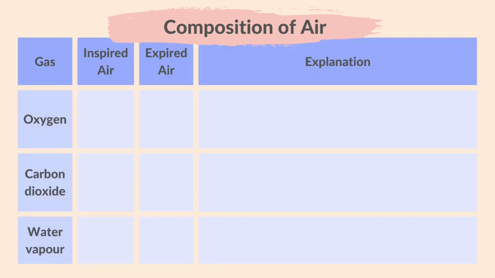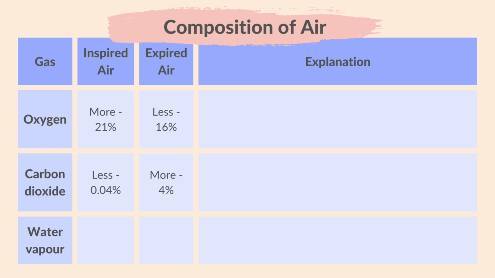The composition of gases in inspired and expired air is different. This difference is due to the gas exchange that happens at the alveoli in the lungs. The table below will explain these differences in composition. There is more oxygen in the air that we breathe in, around 21%, and the amount of oxygen in the air that is breathed out is 16%, which is less than that in inspired air.